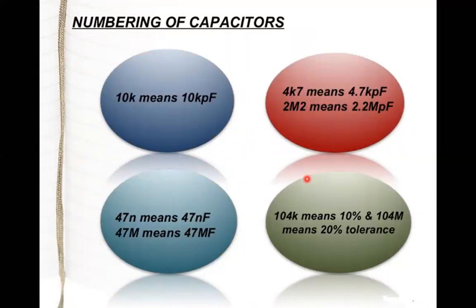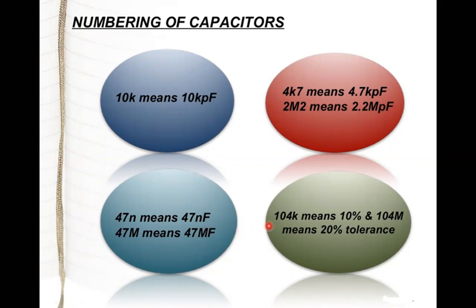Now you can see that 10K means 10K picofarad, like 4K7 means 4.7 kilo picofarad, 2M2 means 2.2 mega picofarad. Similarly, 47M means 47 nanofarad.